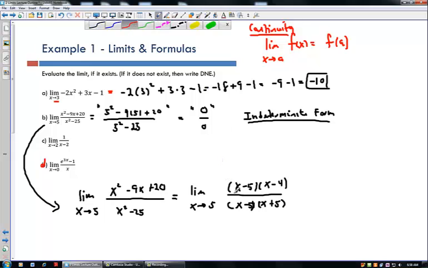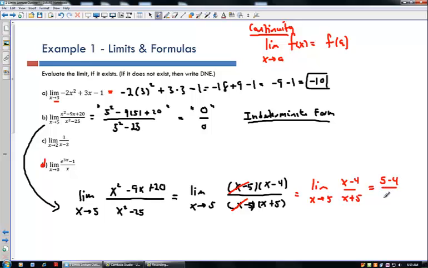And what happens is that these x minus 5s are going to cancel. And notice when you cancel them and you plug in 5 again, you're no longer going to get 0 over 0, because you canceled off the part of the expression that gave you 0 on top and 0 on bottom. So now I have the limit as x goes to 5 of x minus 4 over x plus 5. I'm going to plug in 5, so I have 5 minus 4 over 5 plus 5, which is equal to 1/10. So 1/10 is my answer.